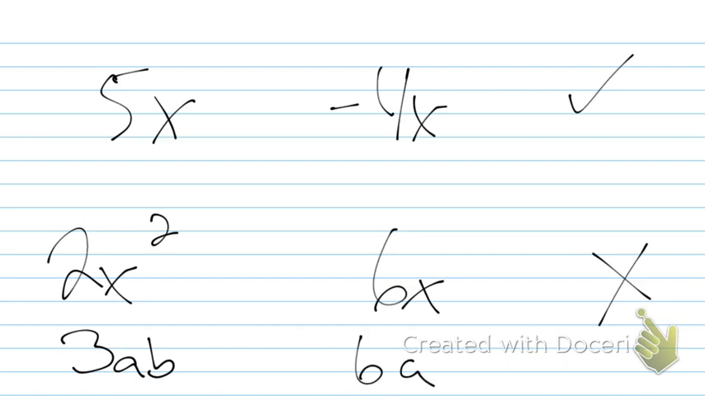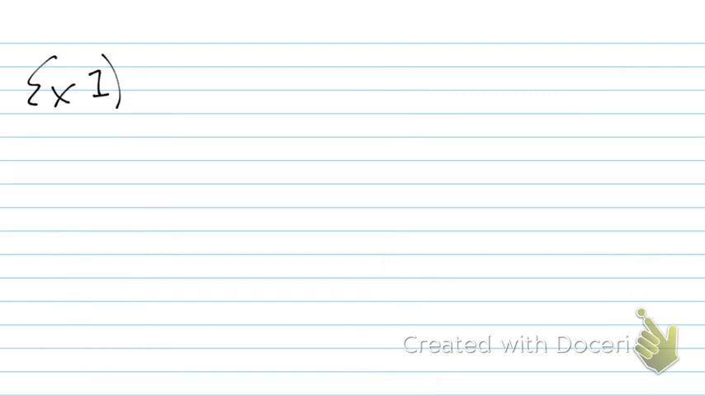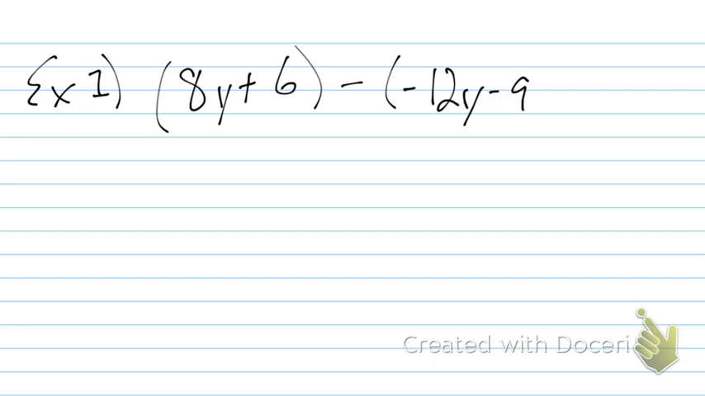No, those terms don't have the same exponent. Okay? Does that make sense? Or same variable, not exponent. Same variable, same exponent to be combined. So for our first example, we're going to do 8y plus 6 minus negative 12y minus 9.